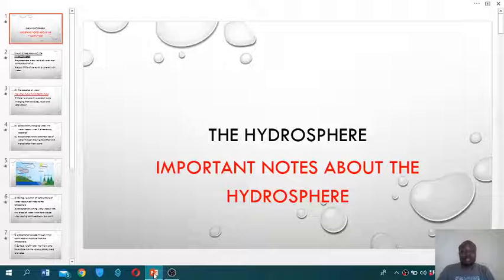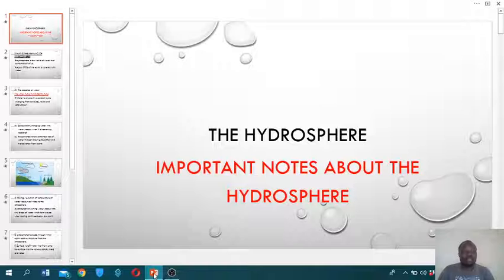We shall be looking at the hydrosphere. There are important notes about the hydrosphere that you'll be looking at. In our lesson today, we shall be looking at the meaning of hydrosphere. From your own guesswork, hydro means water, and sphere, it's the world, the earth. And so hydrosphere means the water found on the earth.